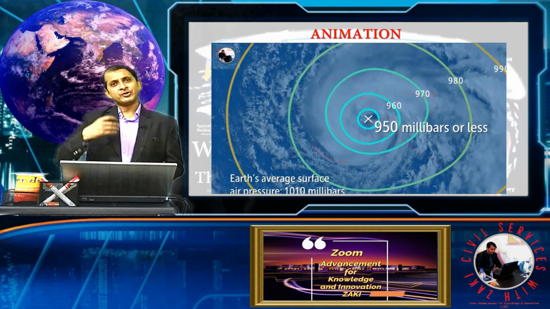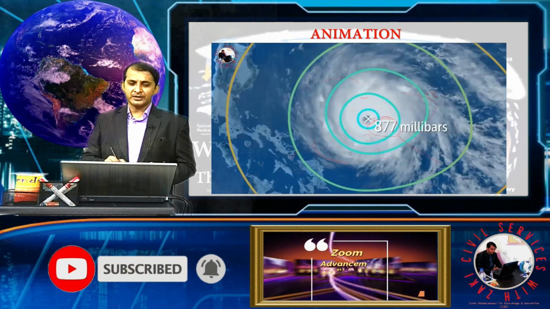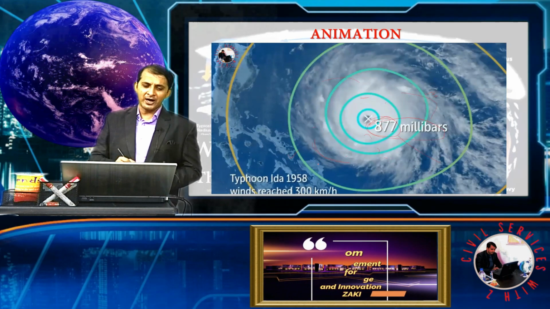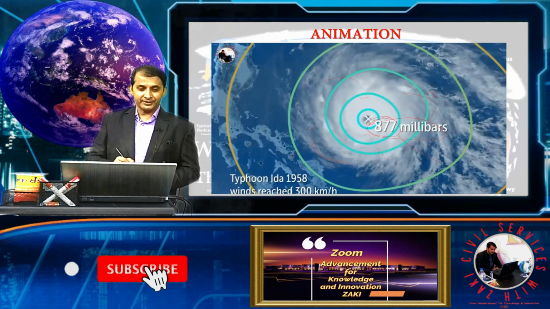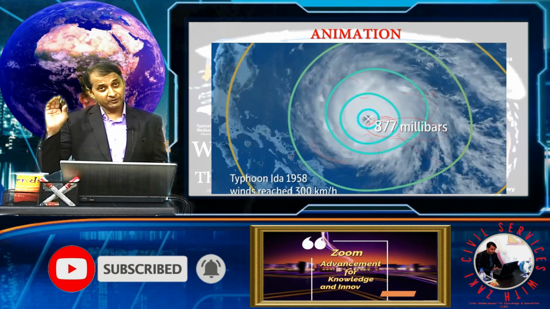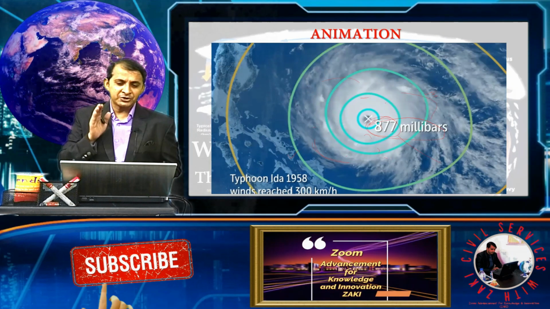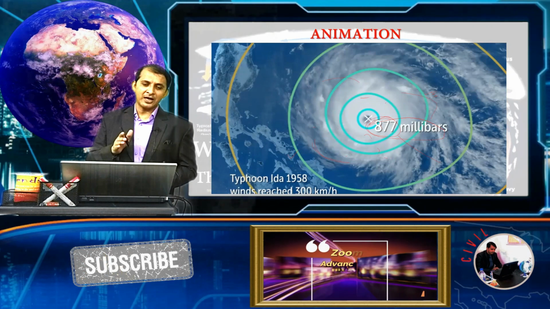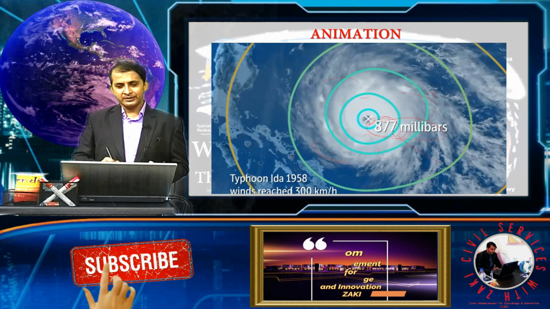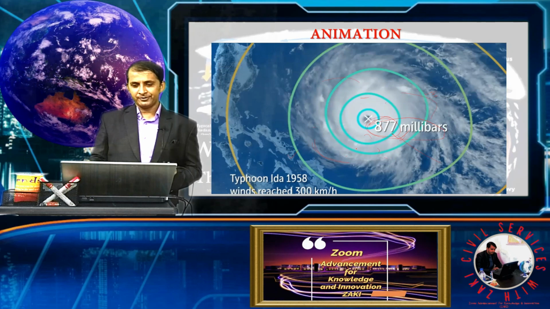But if you see the history of the cyclone, the lowest pressure is 877 millibar, and basically it is Typhoon Ida in 1958, and its wind crossed about 300 kilometers or more. So this is some of the strongest cyclone in human history. So this is basically Typhoon Ida in 1958.